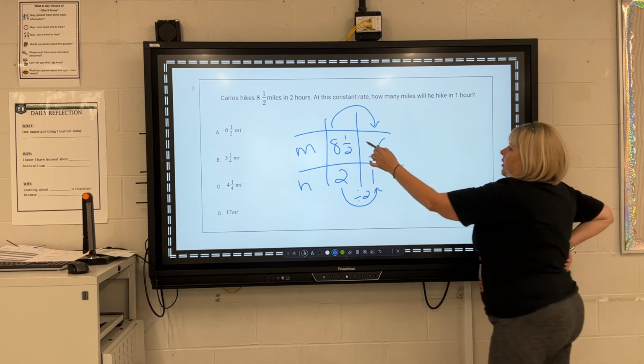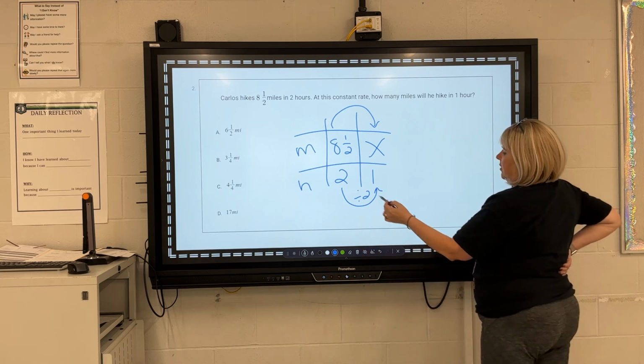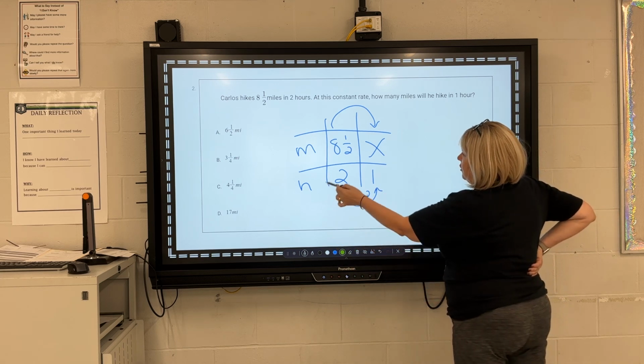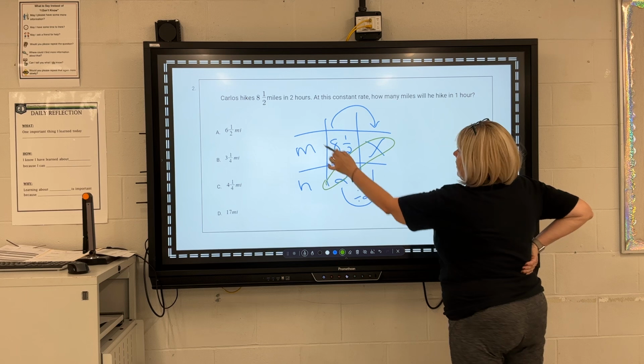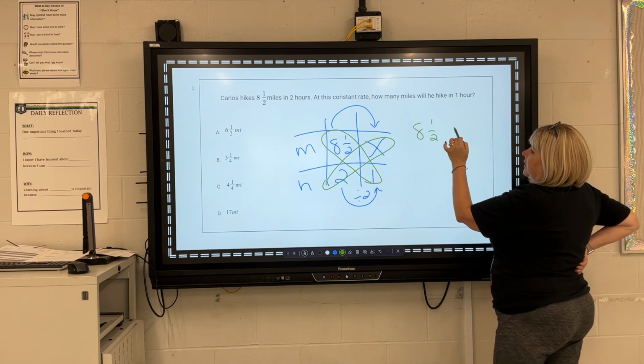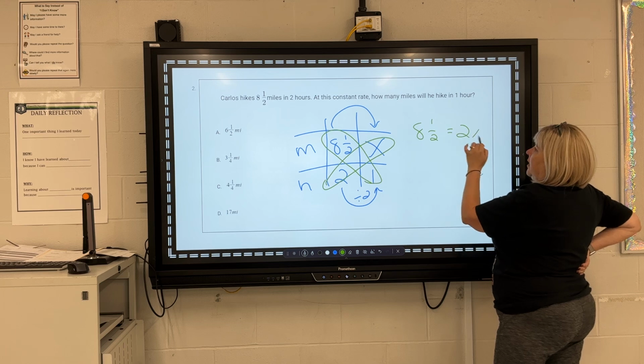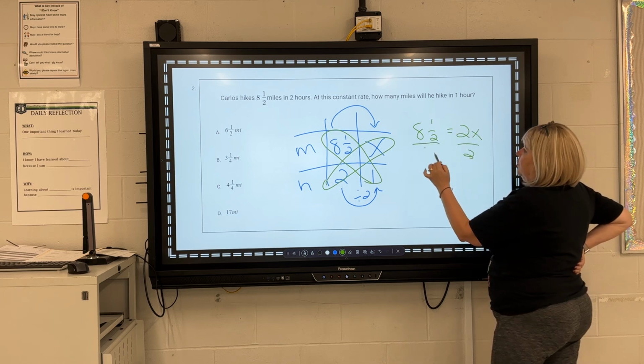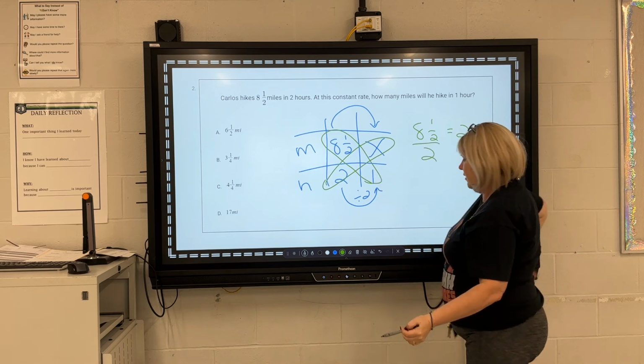So that's your answer. Or you can also, if you wanted to, cross multiply and you would get 8.5 is equal to 2x, and then you divide by 2. Either way does the same thing.